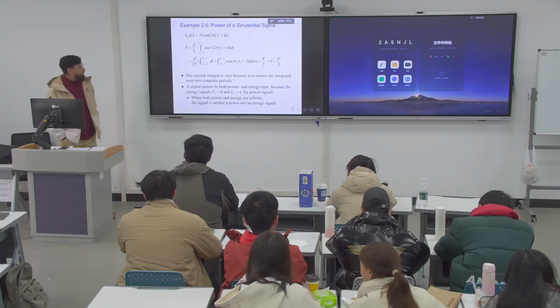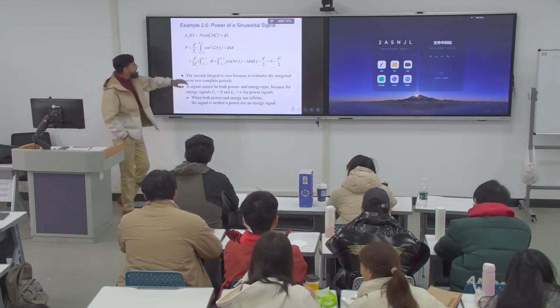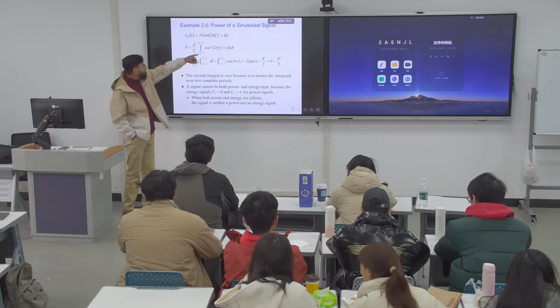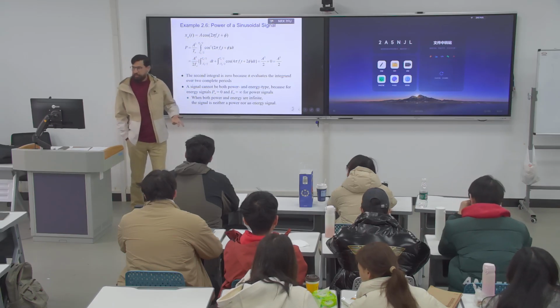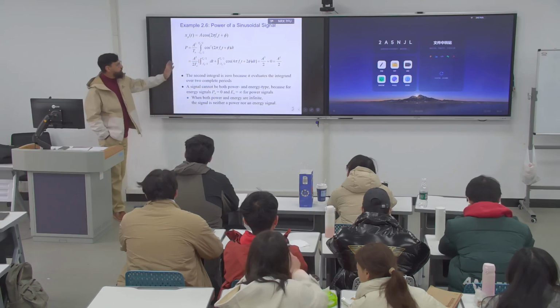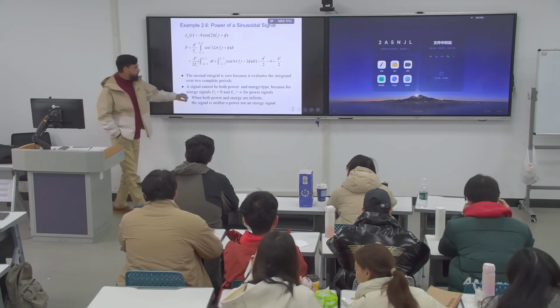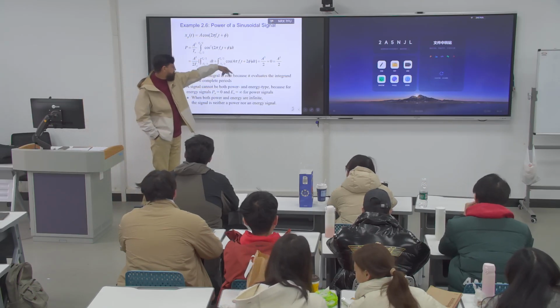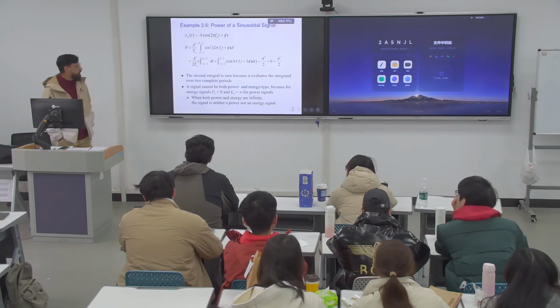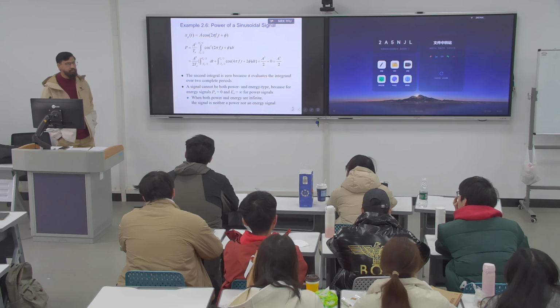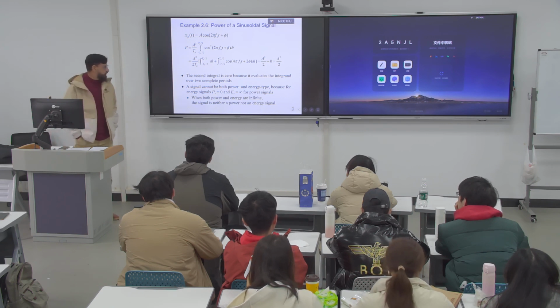Well, you apply a trigonometric identity on this, you solve it, and you calculate that this term is 0. So the power of this signal is A squared divided by 2. That is the power of this signal.